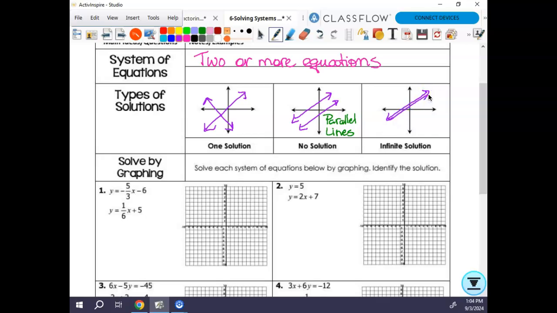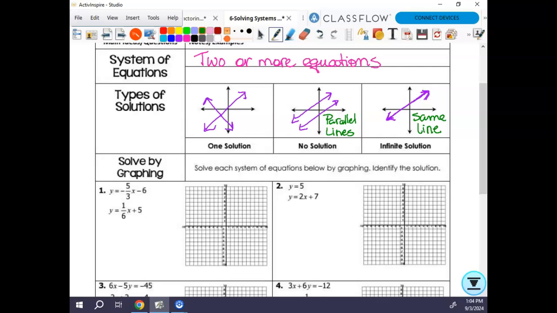Whoop, well, not like that. I still can't aim well with this. Pretend like, oh, there we go. What I was just trying to do is the same line. Basically, you're graphing the same line on top of each other. That's when it's infinitely many solutions because they share every single point. Okay.